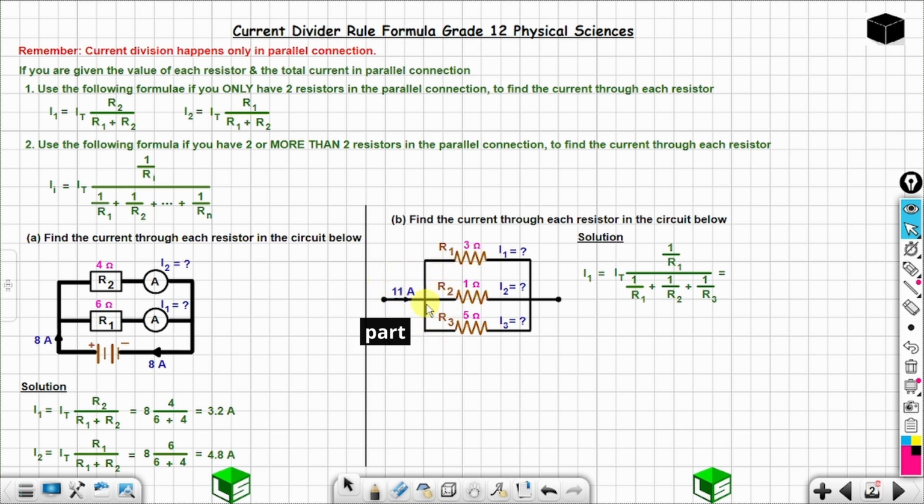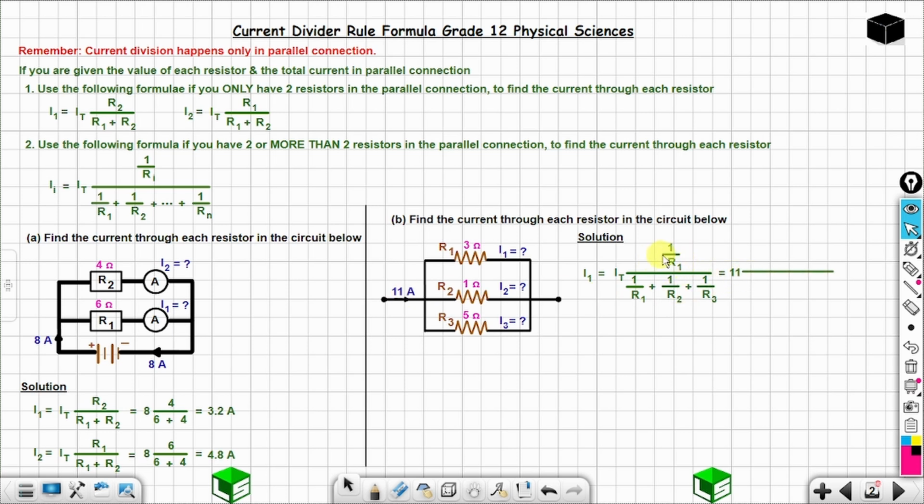This current is going to split. Part of the current will flow through this resistor, another part will flow through this resistor, another part will flow through this resistor, and they will join at this point. You are going to have 11 amperes again. So let's find I1. Total current 11.